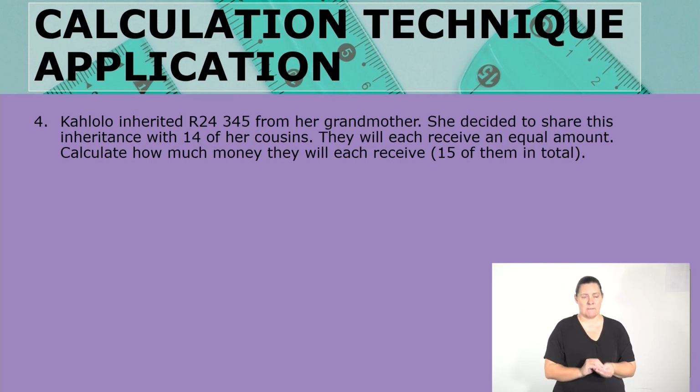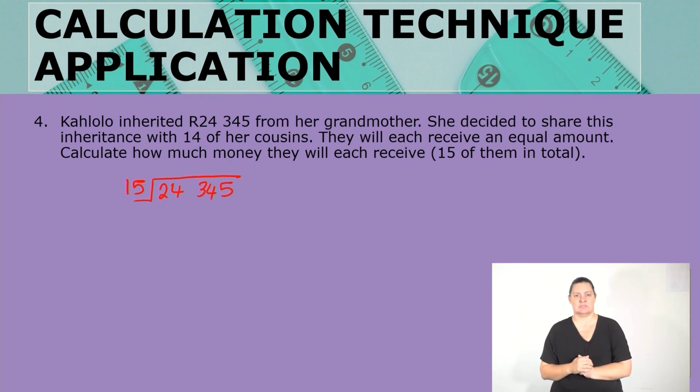15 of them in total. So Kahlulo has this much money and she needs to divide it with her cousins, including herself as well. So this is 15 of them. That means we are going to say 24,345 and we are dividing that by 15.